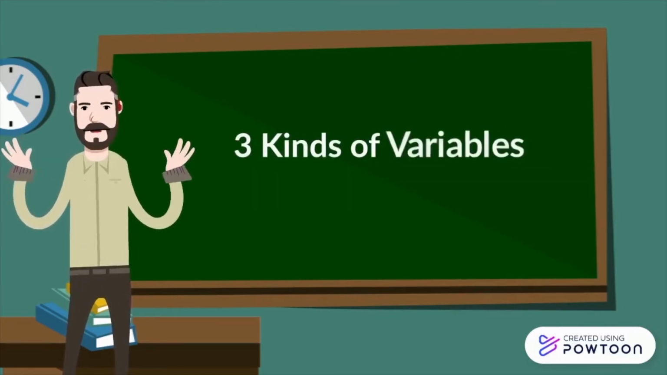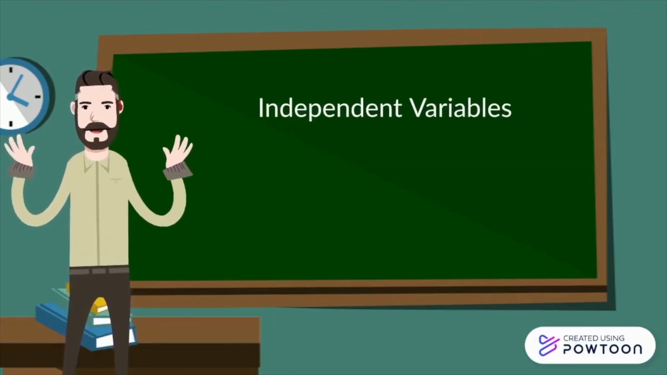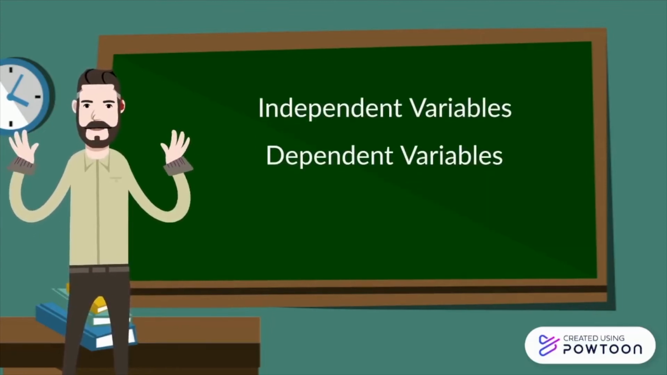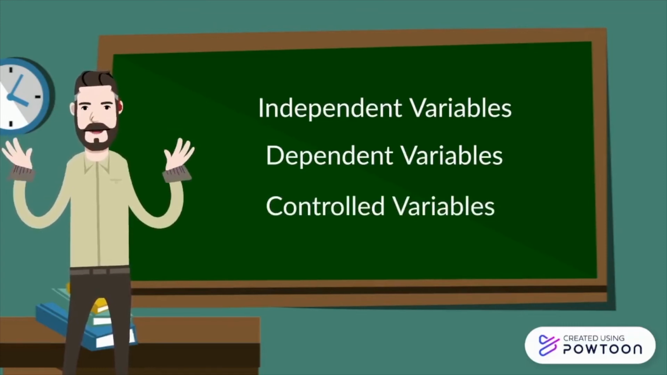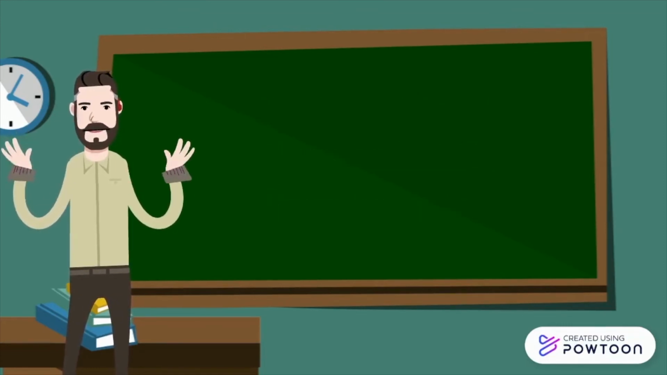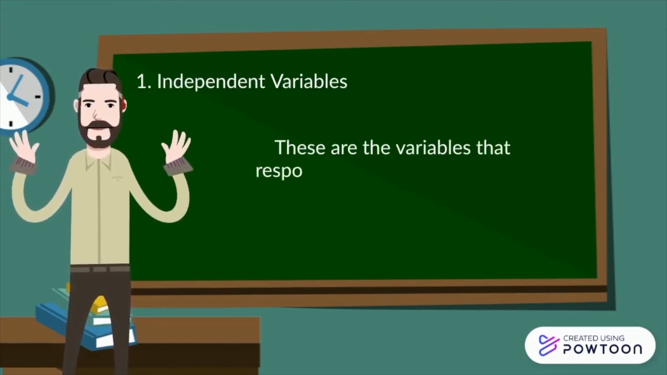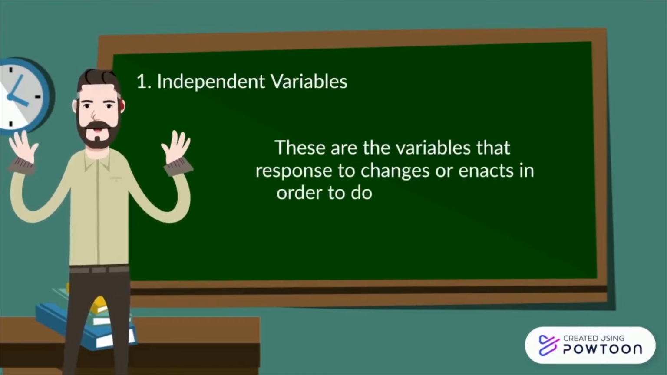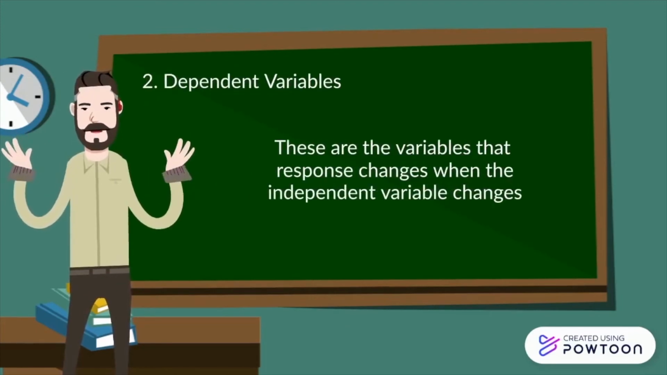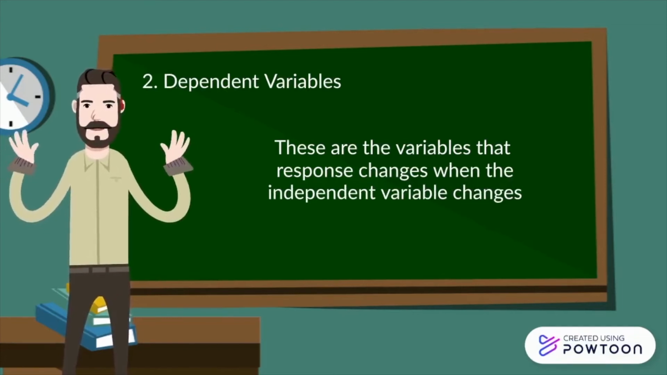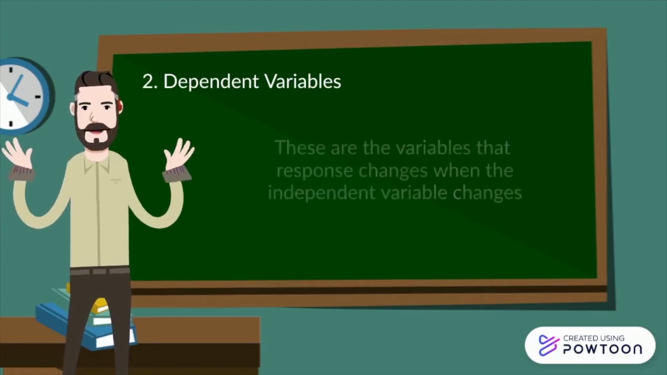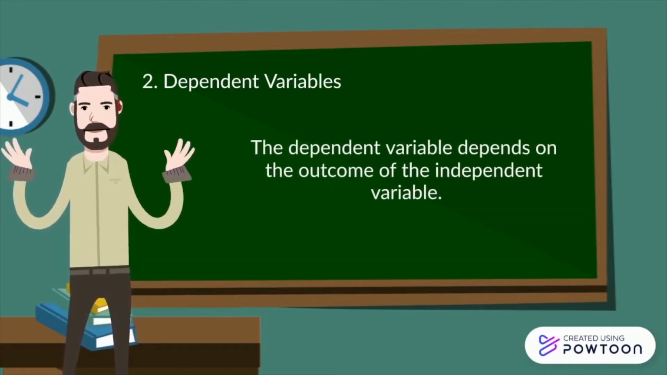There are also 3 kinds of variables: the independent variables, the dependent variables, and the controlled variables. Let's take them one by one. First, we have the independent variables. These are the variables that you change or enact in order to do your experiment. While the dependent variables are variables that change when the independent variable changes. The dependent variable depends on the outcome of the independent variable.